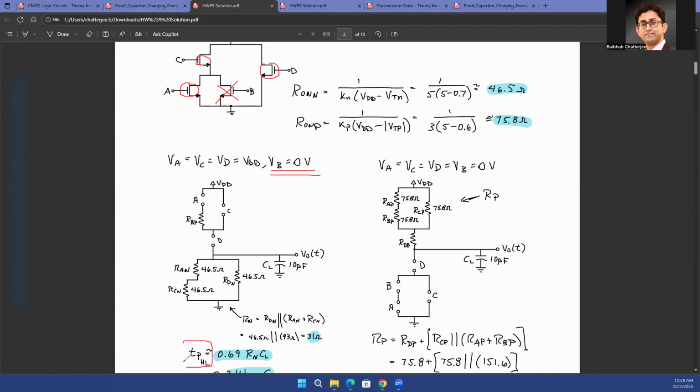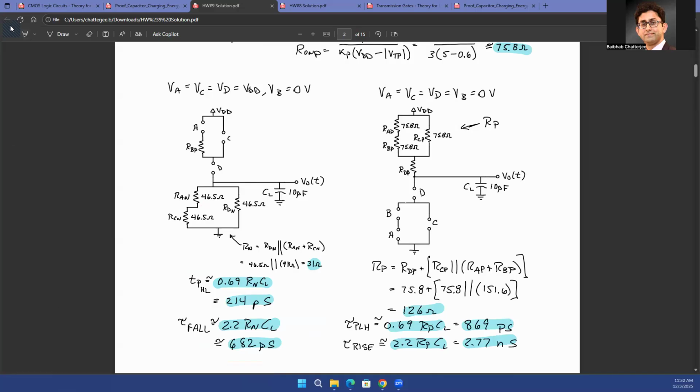In this case, they are interested in the high to low propagation delay because your pull down network is activated. So you have a path through these two transistors, or you have a path through this transistor. So you just create that resistive network, 46 ohms here, and 46 ohms on the right-hand side in parallel to that. So what is the overall resistance? 46 in parallel with 93 will be about 31 ohms. Now you can calculate your TP high to low.